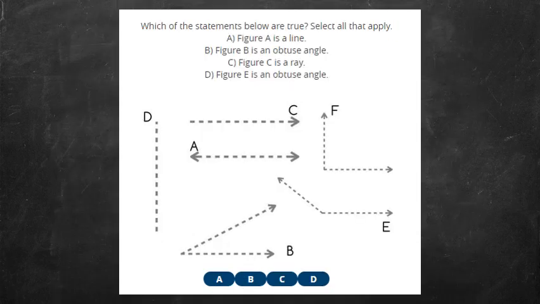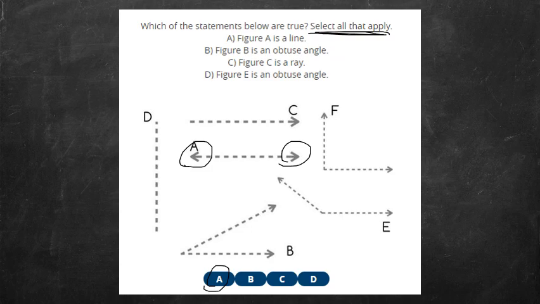Which of the statements below are true? Select all that apply. Let's remember to select all that apply, so we may have more than one correct answer. So we need to look at all of these statements. The first statement, figure A is a line. Is figure A a line? Yes, because it's defined by its arrows. A line is defined by an arrow on either side and it goes into either direction without stopping. Okay, so figure A is a line, so I would choose answer A.